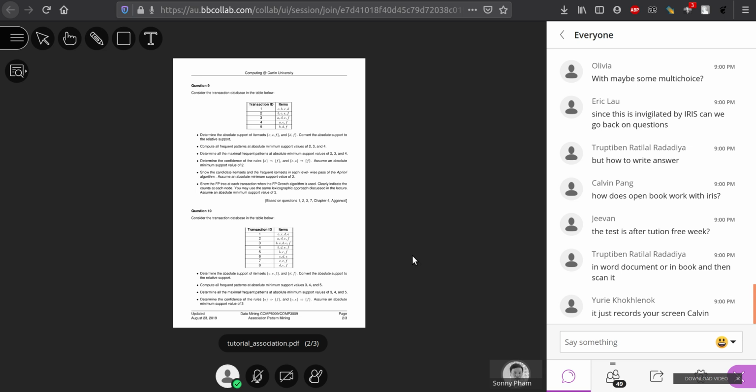Is the test after tuition free week? Oh, very good point. Thanks for bringing my attention to the unit outline. If you open the unit outline, which I'm showing now, to make sure that you are clear, I just picked the postgraduate one. Yes, the answer is yes. It will be after the tuition free week, which is next week. So let me double check.